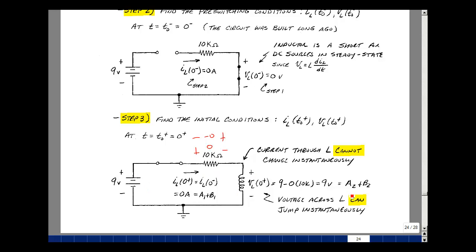And it's going to be equal to A2 plus B2 times e to the 0. Now notice here the voltage across the inductance went from 0 to 9 volts instantaneously. And it can do that. It's just the current that can't jump instantaneously.